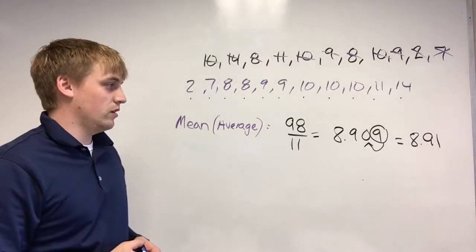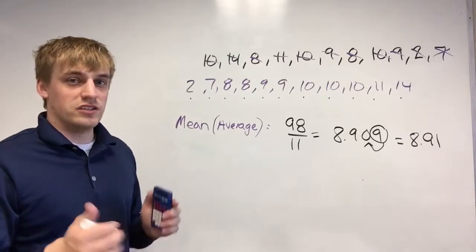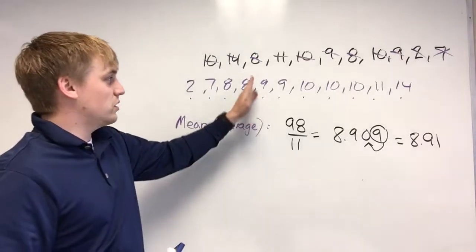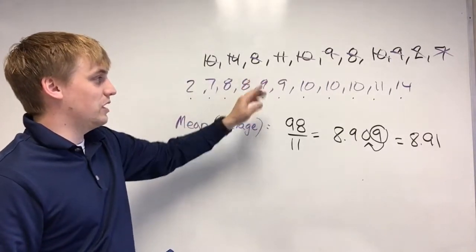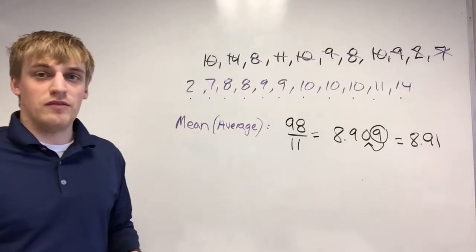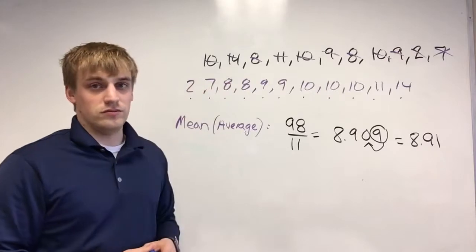Okay, so this is the first measure of central tendency, because if you were to put 8.91 on this, it would likely be close to the middle. Okay, and if you have good data, your mean should be close to the middle.